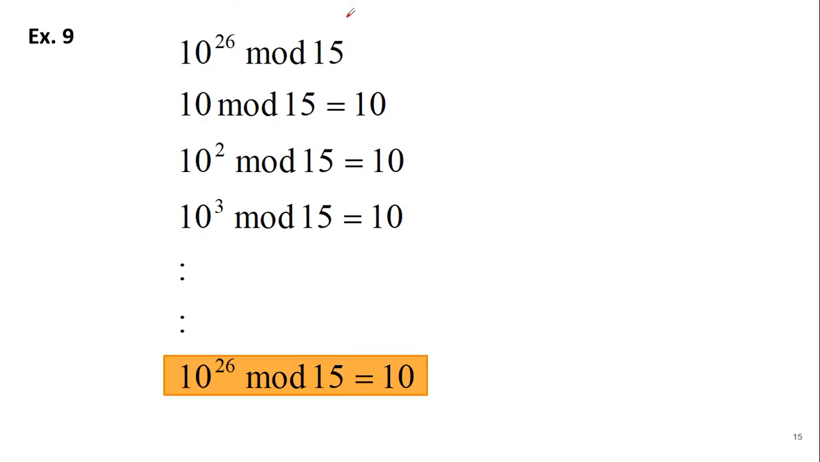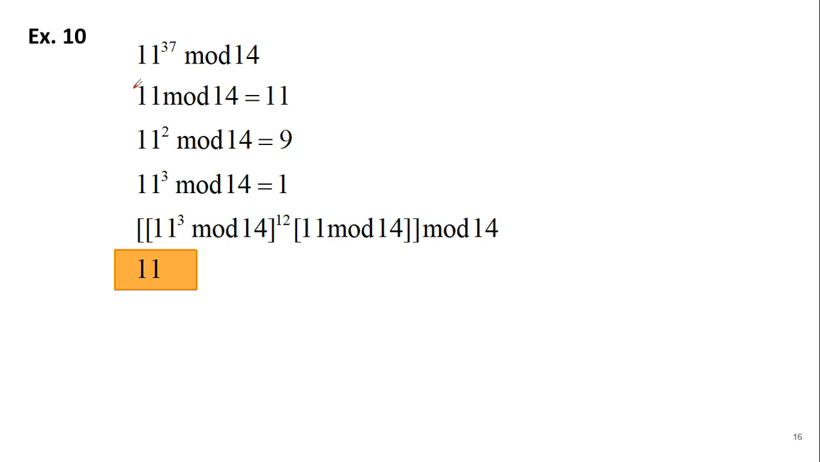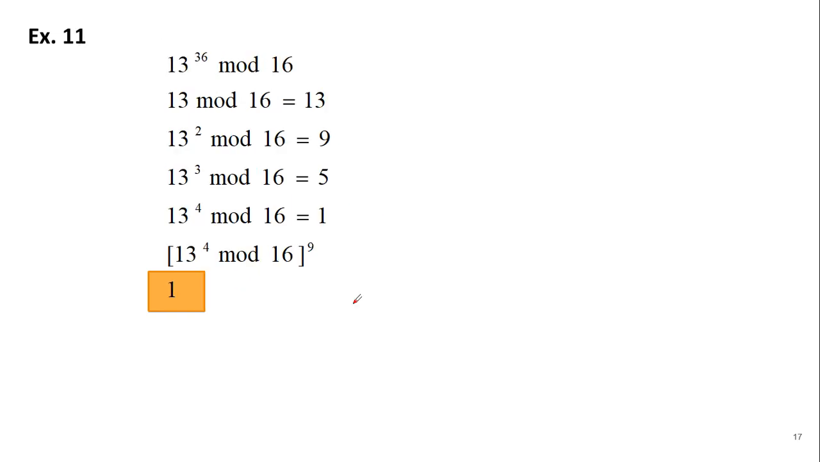Now 10 raised to 26 mod 15. Here for every number we are getting the answer 10, so we try for a few numbers and after that we can conclude the answer for 10 raised to 26 mod 15. For 11 raised to 37, we try for a few numbers, when we get 1, our solution becomes very simple and we can do the calculation. So 12 3s are 36 plus 1. Now here again we are getting 4, 13 raised to 4 mod 16 is 1, so 9 4s are 36, so we are getting the final answer 1.